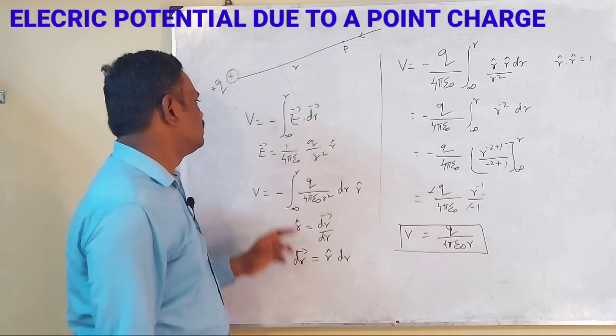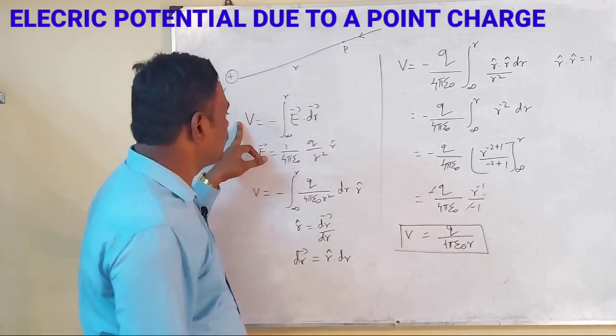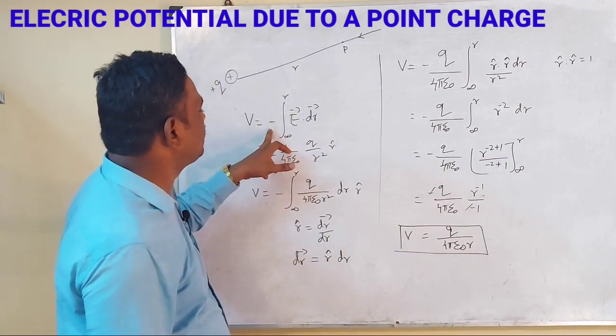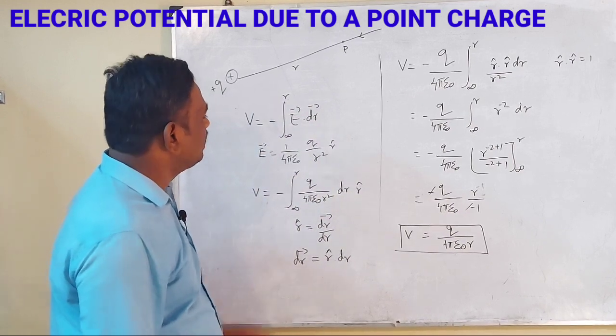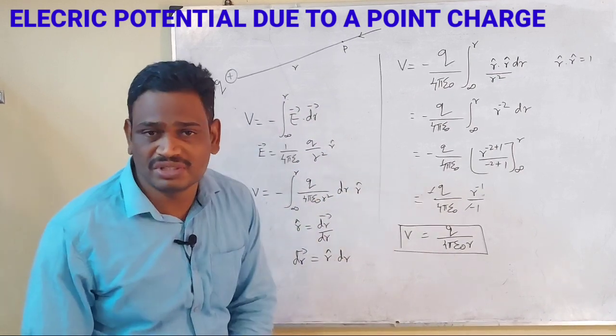So this is the general expression for electric potential at a point. V is equal to minus integral from infinity to r of E vector dot dr vector. Here E is the electric field due to the positive charge.